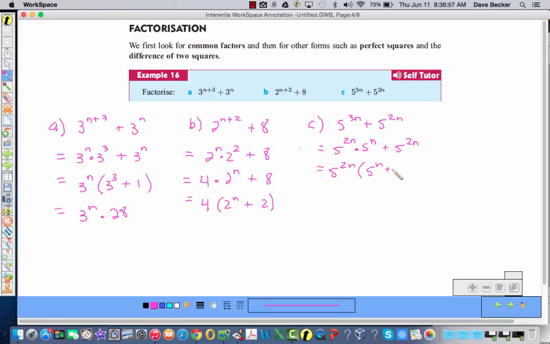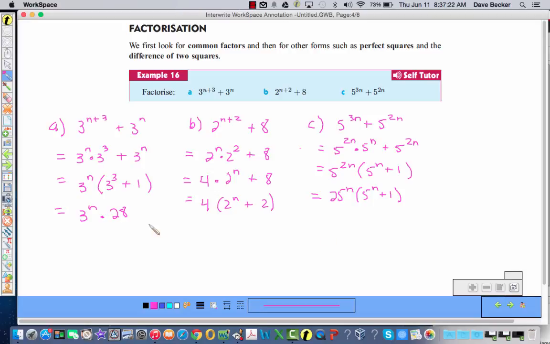5 to the n plus 1, which is perfectly fine, but we could also write this as 5 squared to the n power, 5 to the 2 to the n. Well, that would be 25 to the n times 5 to the n plus 1. Either one of these is acceptable as being factored, the last two right here.